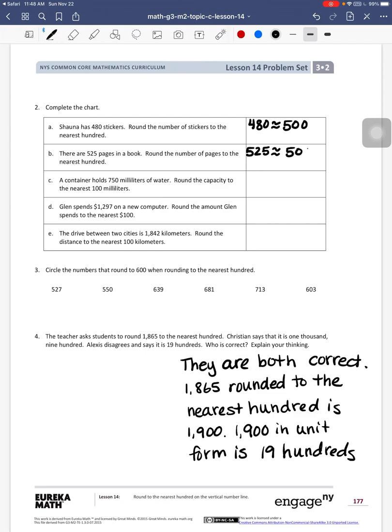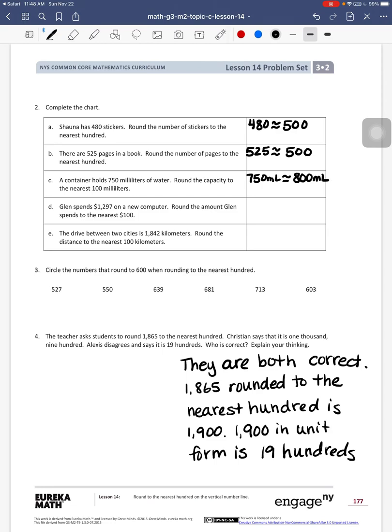That's right, 500. A container holds 750 milliliters of water. Round the capacity to the nearest 100 milliliters. 750 milliliters, what does that round to? Right, we're right at that middle point, so we always go up, up, up to 800 milliliters.